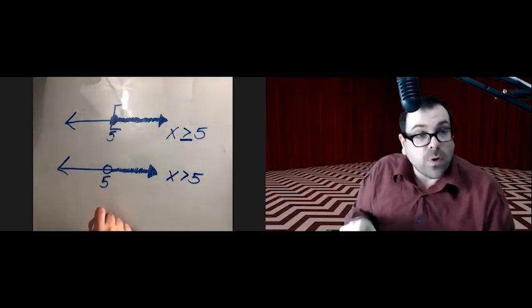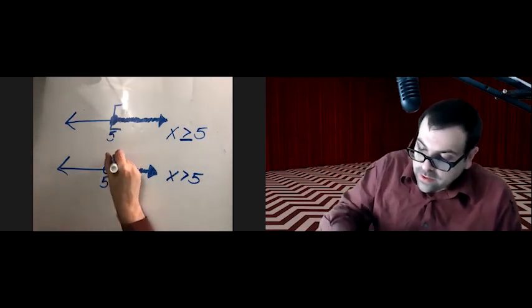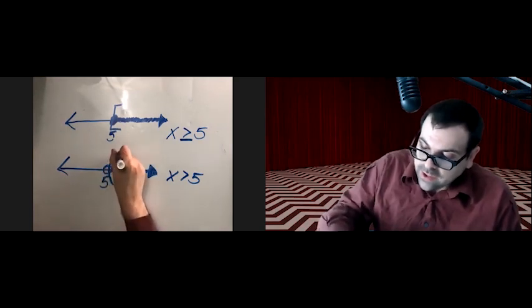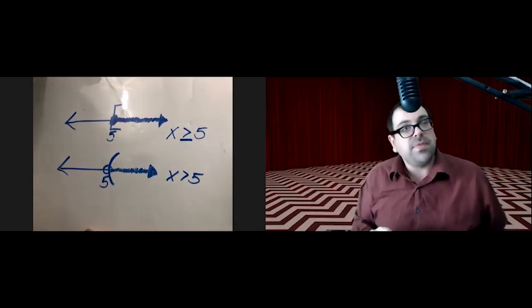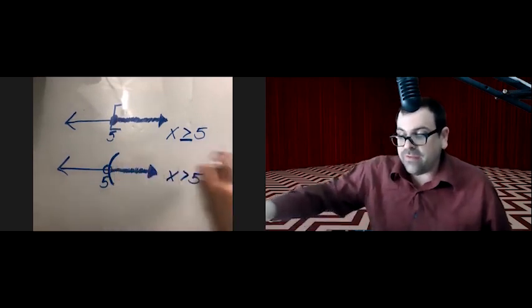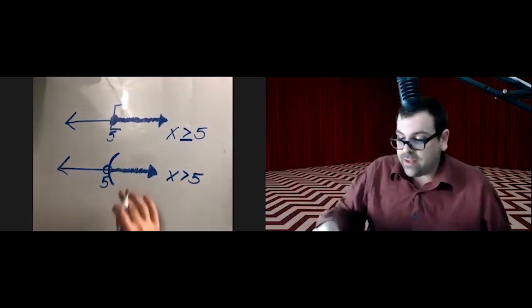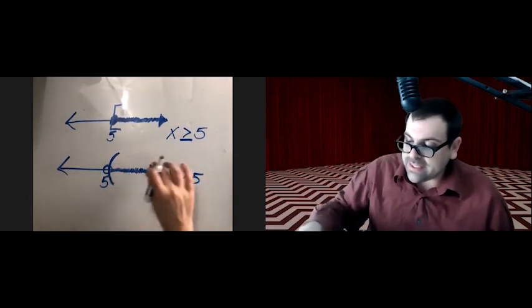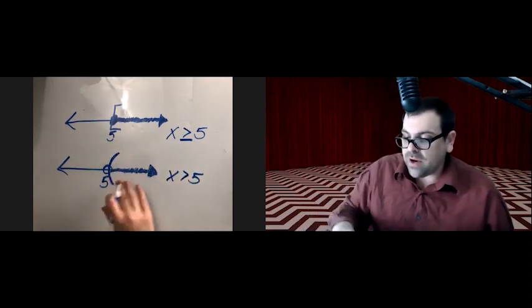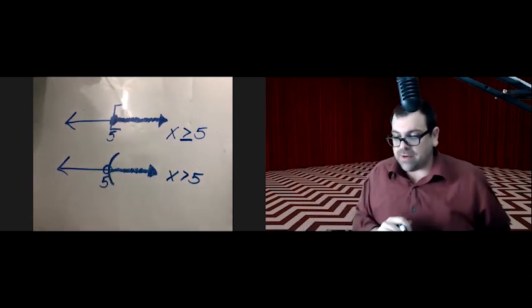And the open point, that one can be written as a parenthesis. Again, facing the direction of the shading. The shading would be inside this open parenthesis. That's the starting point.